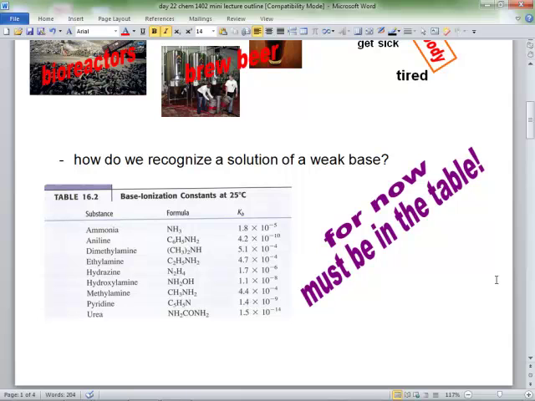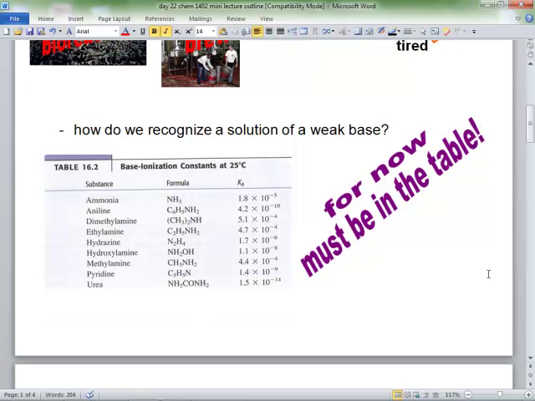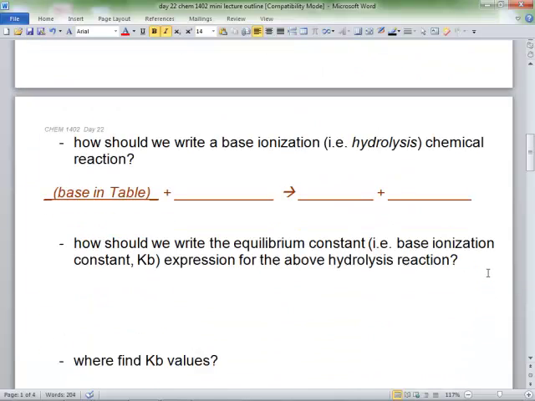So how do you recognize you've got a weak base, Monica, in the first place? How would you know it's a weak base? Oh, good. That's perfect. If it's not one of the strong bases, okay. And for us, it's going to be narrowed down even more today. It's in the table. It's got to be one of these guys. So Monica's exactly right, though. It's not one of the strong bases, but for us right now, it's going to be in the table. And we'll get more general in the next class period, but then she'll be right on.